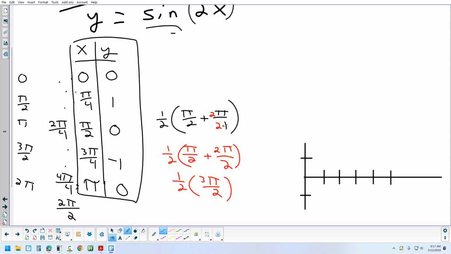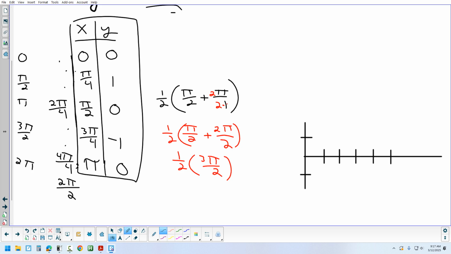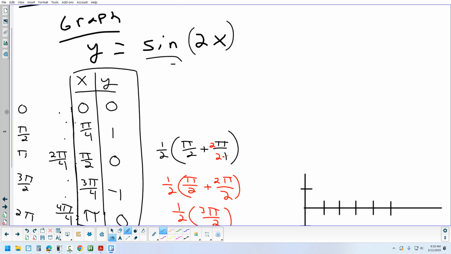Now, are all of these x's equally spaced? Yes. If you wanted to think of it in degrees, it would be easier to see. That's 0, 45, 90, 135, 180. They're all 45 apart. Normally, they're all 90 apart. When we started out this week, they were all 90 apart. Because of that 2, now they're only half that apart. Instead of 90, they're 45.